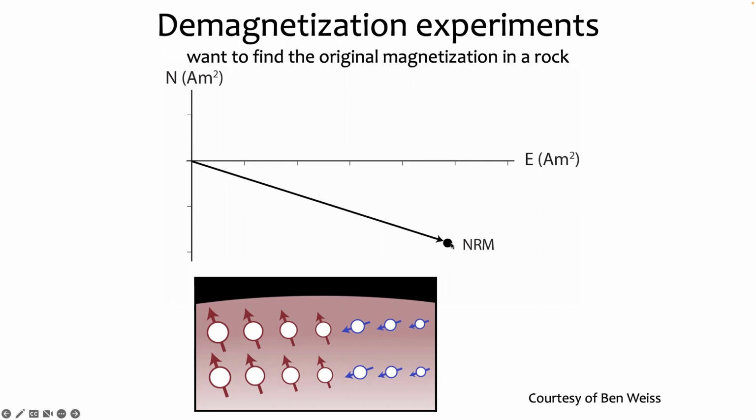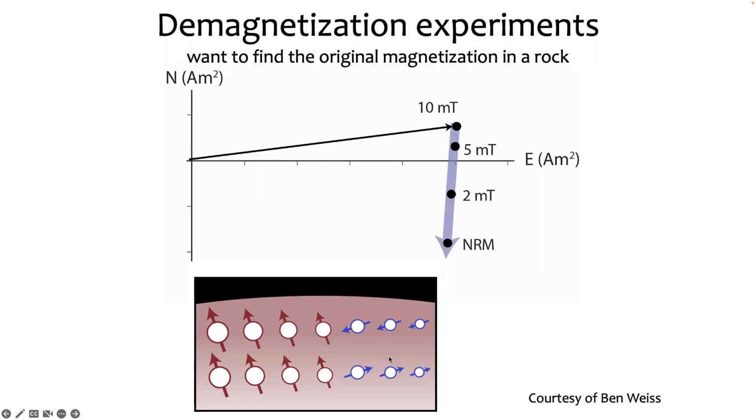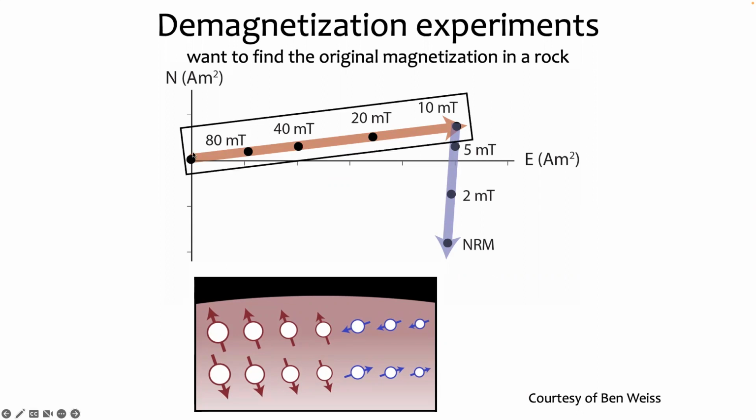So let's look at the total vector, the NRM. That's what we have in the rock before we do anything to it. Then we apply an alternating magnetic field, a low one, and we randomize the weak grains that contain an overprint. We keep randomizing those weak grains until they've been totally randomized. Whatever is left, which is the original magnetization in the rock, is going to have an origin-trending vector that persists to very high fields. That's what we're trying to look for if we're trying to establish that this is a remnant magnetization that is lunar in origin. We want to see that origin-trending vector.